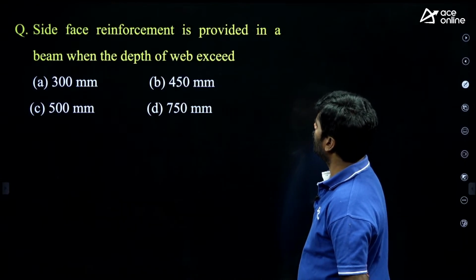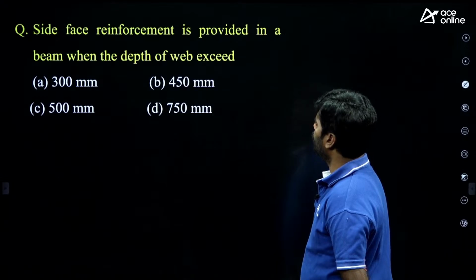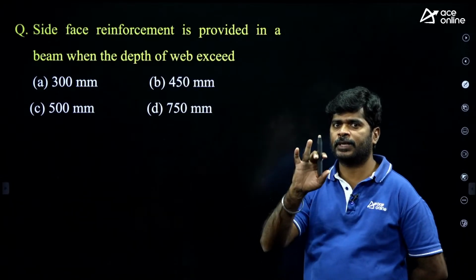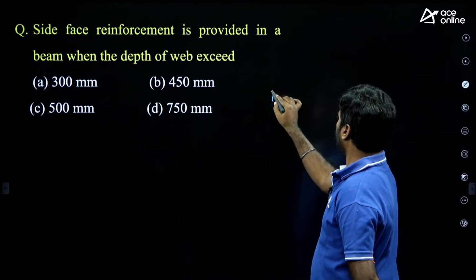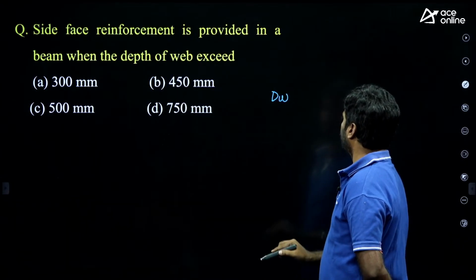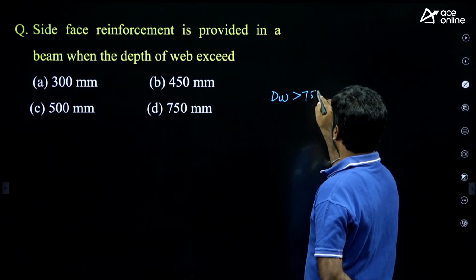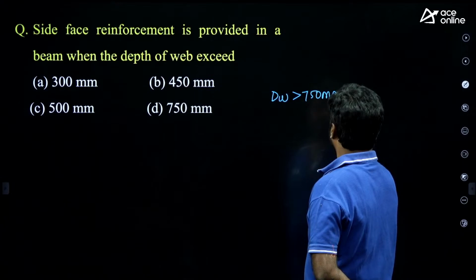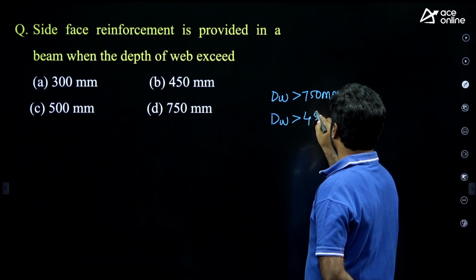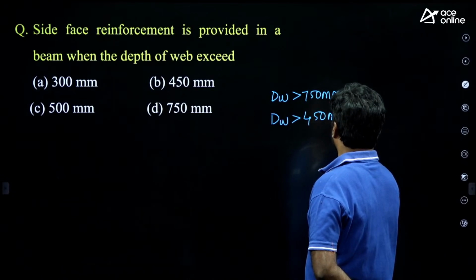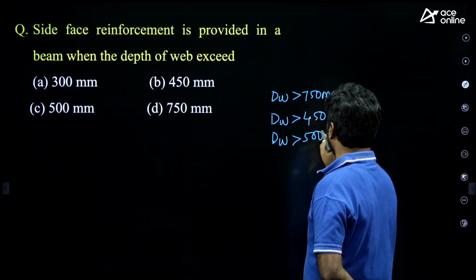Side face reinforcement is provided in a beam when the depth of web exceeds. There are three different cases: depth of web more than 750 mm, depth of web more than 450 mm, depth of web more than 500 mm.